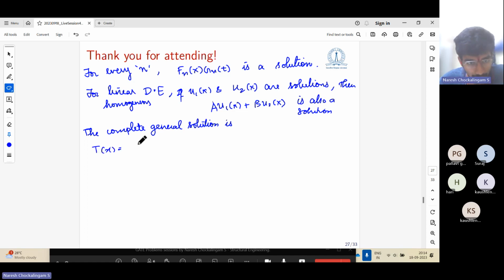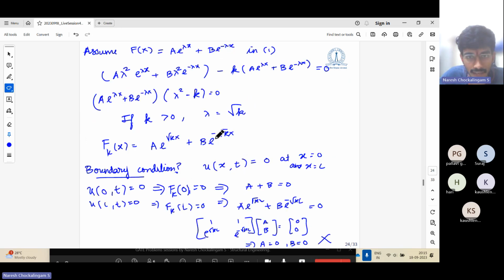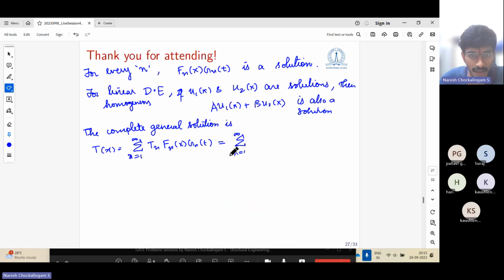T of x, t is the summation of, you can have some coefficient, say Tn. Let it be Tn. Fn of x, Gn of t is a solution. So Fn of x, Gn of t, n going from 1 to infinity. So just substitute the values, you get summation n going from 1 to infinity. What is the variable they used? They use Cn. So let us also use the same thing. So Cn is some coefficient.